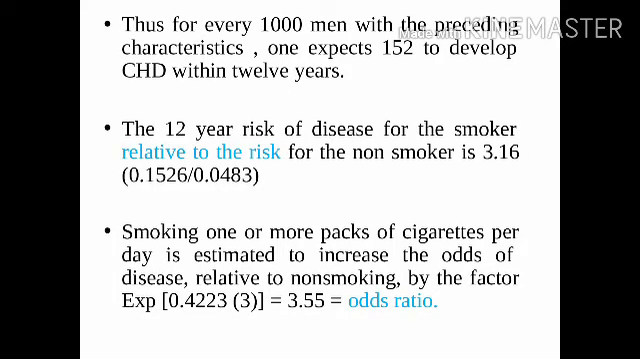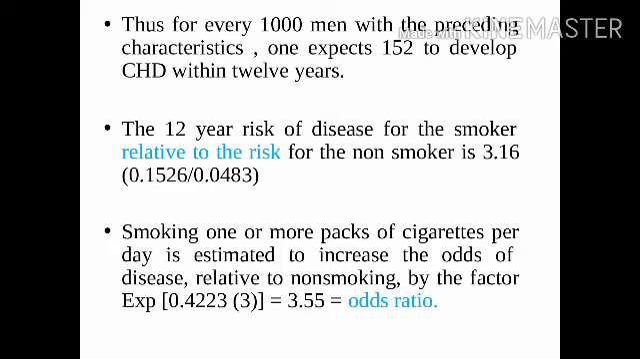That is, for every 1,000 men with the preceding characteristics, one expects 152 to develop CHD within the 12 years. That is, the 12-year risk of disease for the smoker relative to the risk for the non-smoker is 3.16. That is, this is the ratio of the probability of developing CHD in patients who smoked more than 1 cigarette per day to non-smokers.